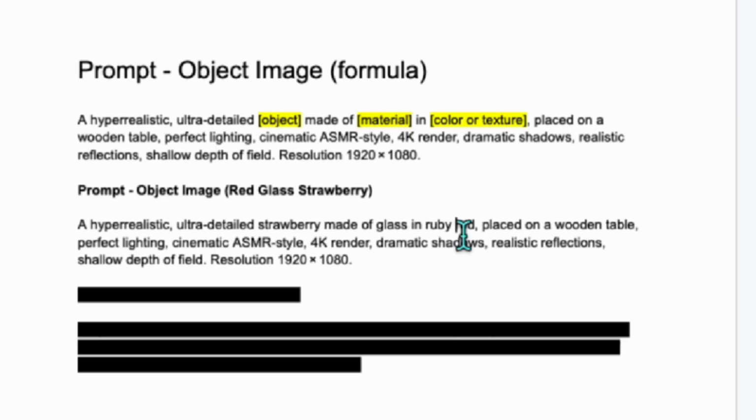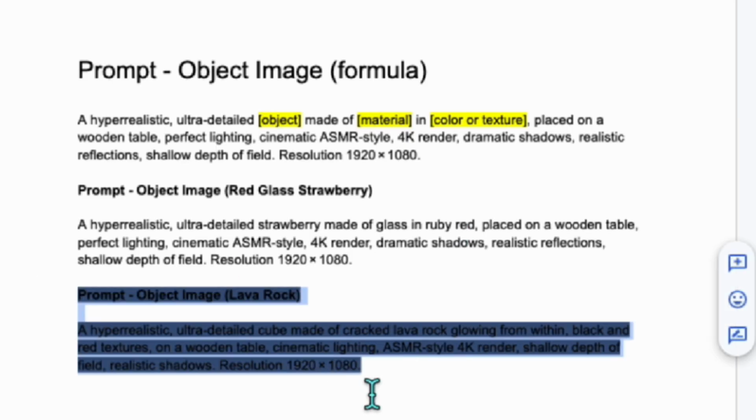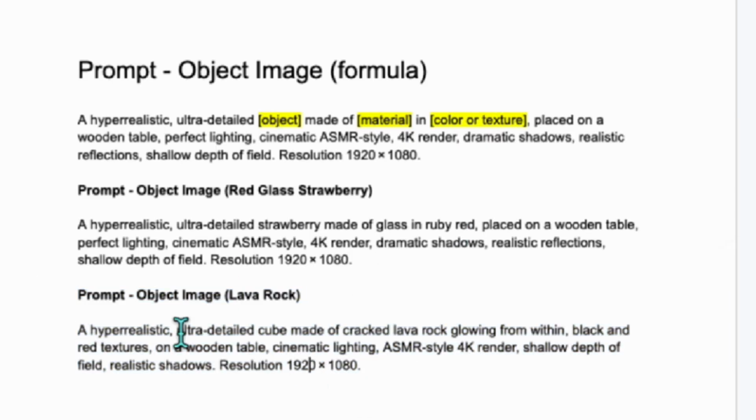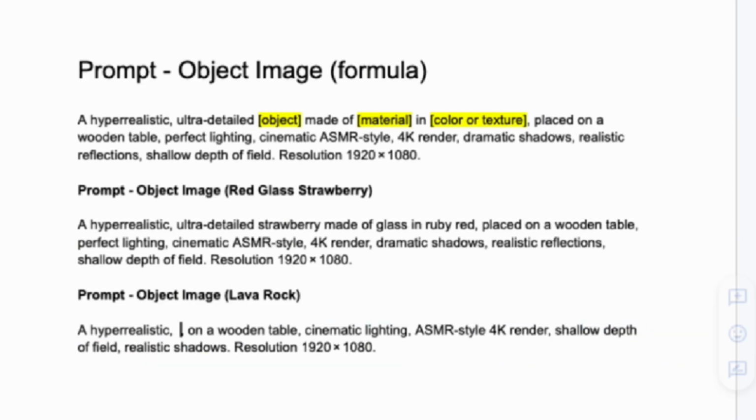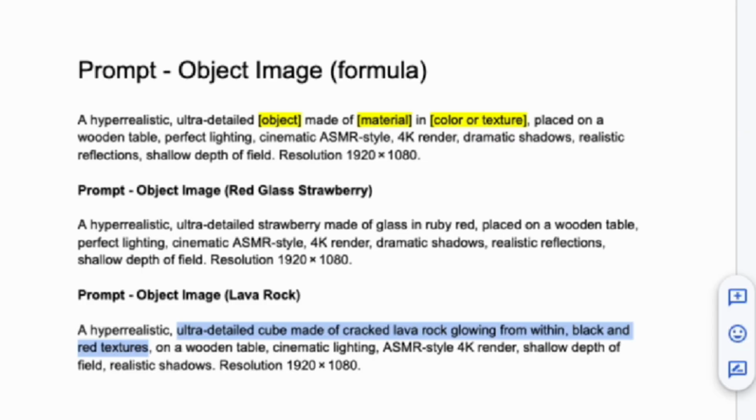Another example, here's a prompt to generate a lava rock. Again, in the highlighted section, I specify what the object is, what material it's made of, its color, and texture. This prompt will produce a lava rock. Using this formula, you can create any object, real or imaginary. Now that we have these prompts, in the next step, we'll generate images of our objects.